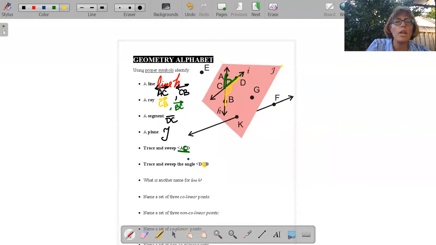What's another name for line H? We can give yet another name. We can call it AB. Any 2 letters is fine.